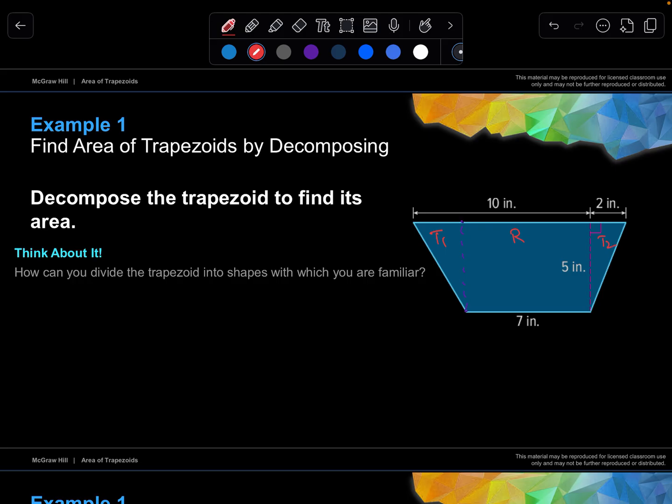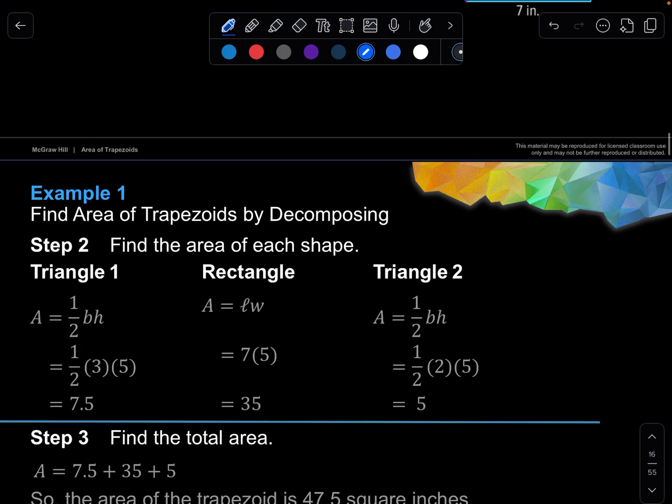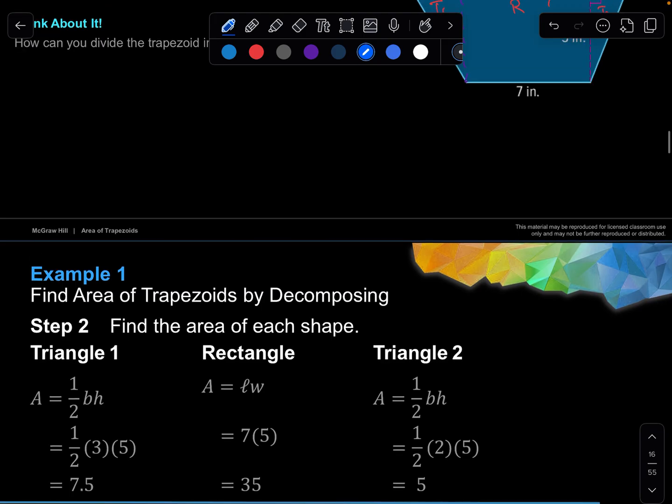Now, how do I know the base of T1? I know this base for the rectangle is 7 inches, which means this side is also 7 inches. But given that this portion is 10, I can tell that this side of the triangle is 10 minus 7, which is 3 inches. So I know my two triangles are not congruent. So I'm going to find the area of each shape.